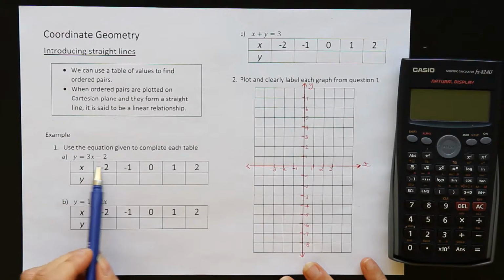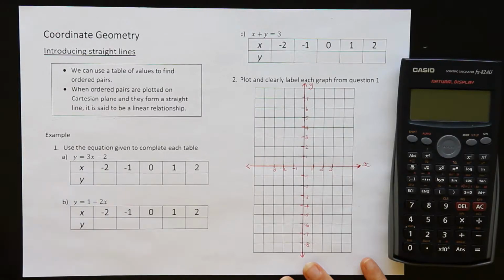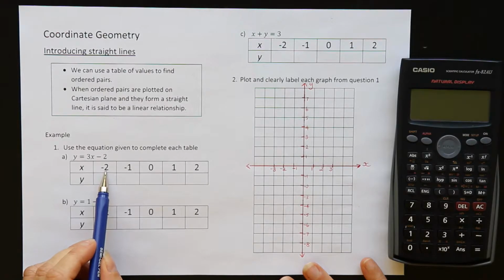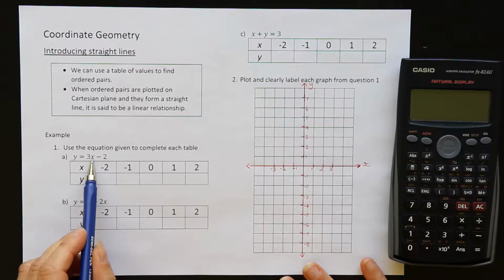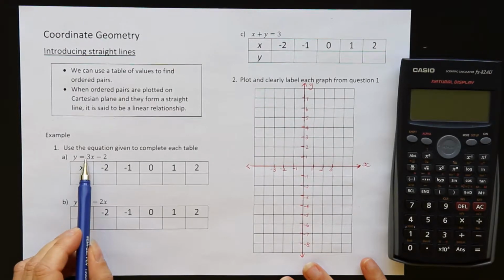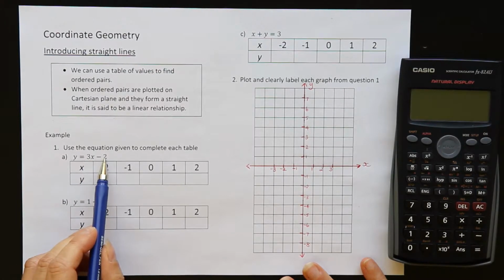So we want to use the equation that we're given to complete each table. So the equation is y is equal to 3x minus 2. So first of all, my first value is x is minus 2. I want to substitute that value into here for the x. Now because it's next to the 3, that means times. So it's 3 times minus 2 and then minus another 2.